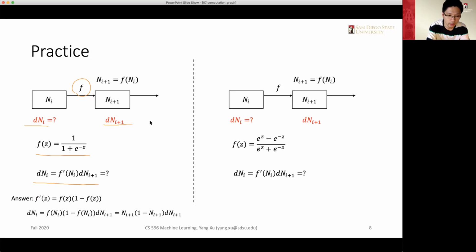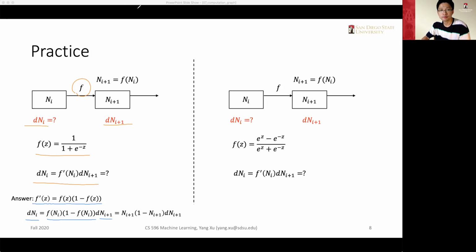We already know from the lecture on logistic regression, when we take the derivative of the sigmoid function, that the derivative of the sigmoid function is the function times 1 minus the function, like this. So that's why dn_i is this expression times dn_{i+1}.